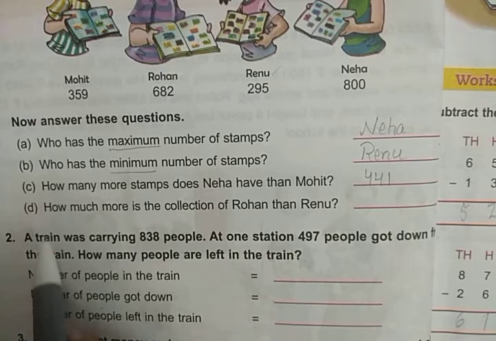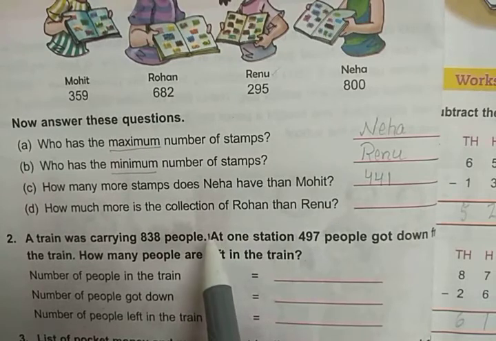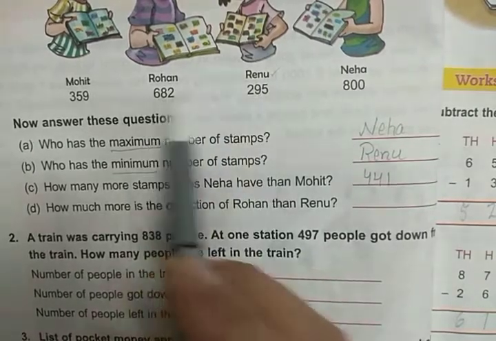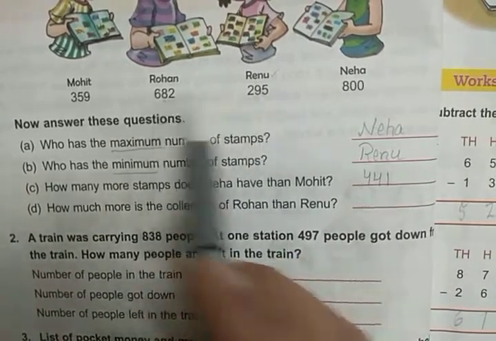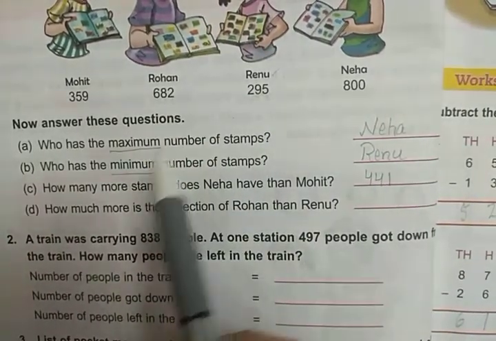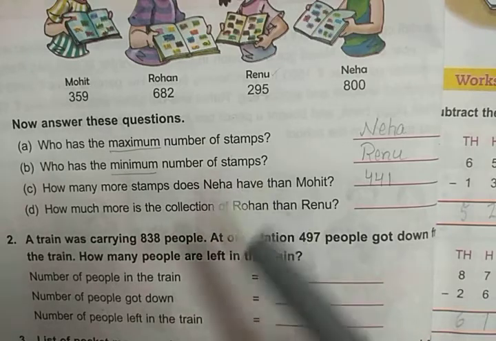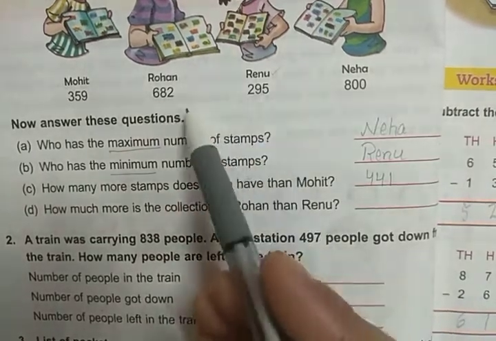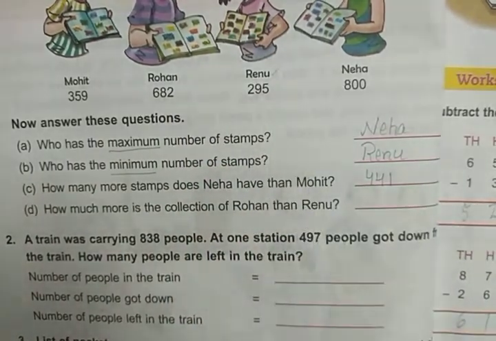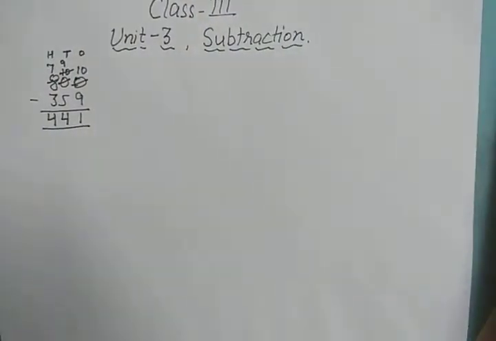Now come to the next question. How much more is the collection of Rohan than Renu? Now you have to compare the collection of Rohan and Renu. Again, you have to compare these two numbers. You have to find the difference between these two numbers. So again, you have to subtract. Whenever you compare or find the difference between the two numbers, you have to subtract. So out of these two numbers, which one is greater? This. So we have to write greater number on the top and then smaller at the bottom. So we will again subtract these two numbers to find the difference.